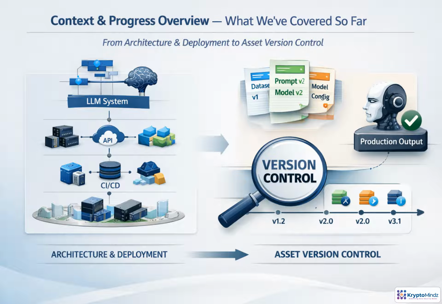So far, we've built the foundation: how GenAI systems are architected, integrated, deployed, and automated. Now we shift from delivering the platform to controlling the assets that shape its behavior: prompts, datasets, models, and configuration. The key question becomes, which exact version produced each production result?